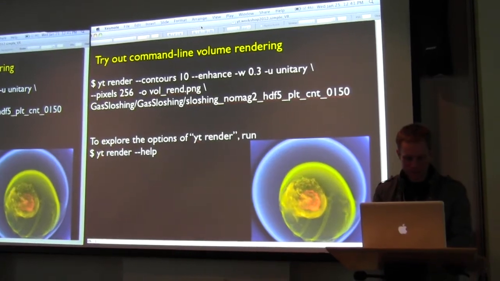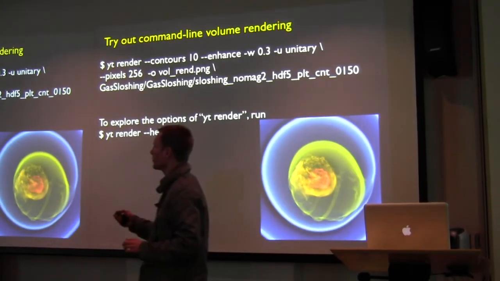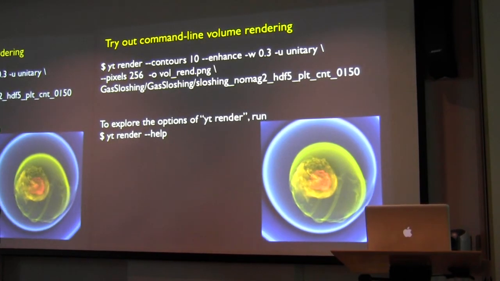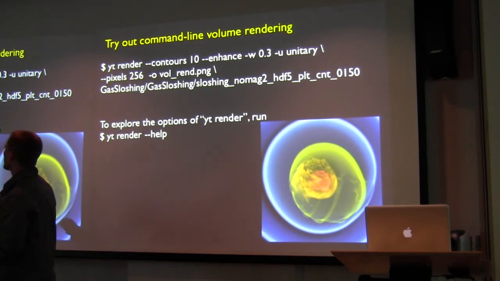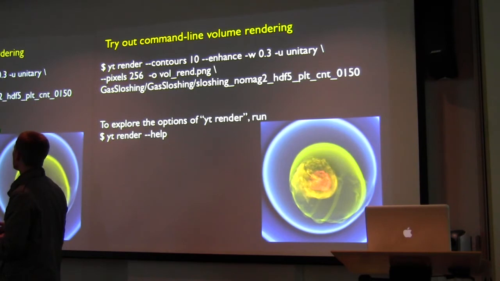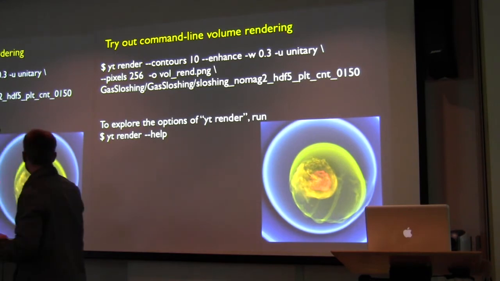All right, so, okay. So what you've just done is you've done your first, well, maybe not your first, a volume rendering using just these commands. And it's pretty straightforward. We use 10 isodensity contours. We use this enhance parameter, which we can talk a little bit more about. We set the width of each isodensity contour to be 0.3. No, the width is the width of the volume. I'm sorry. The width is the width of the volume across here.